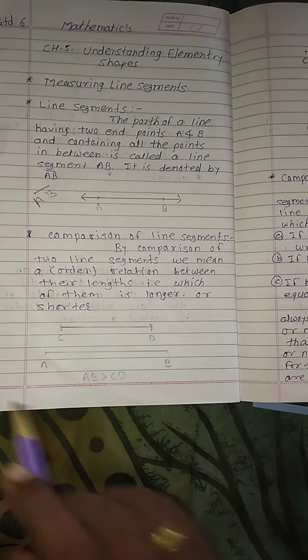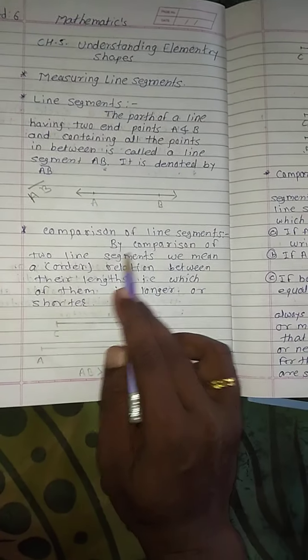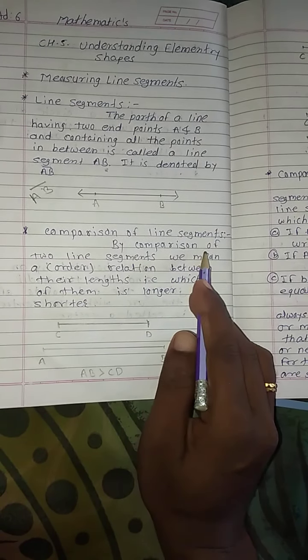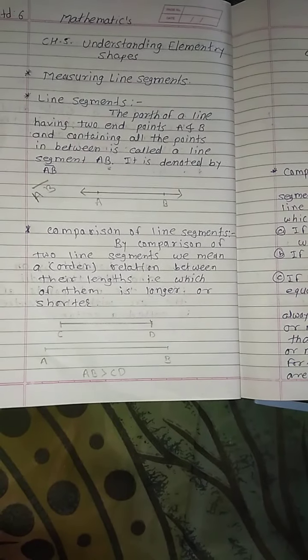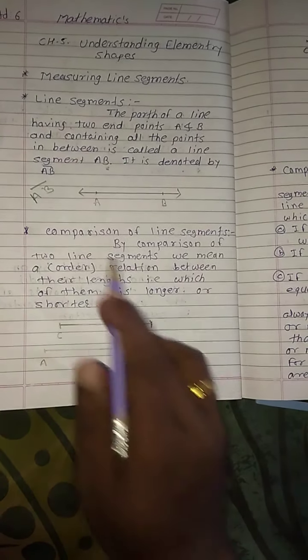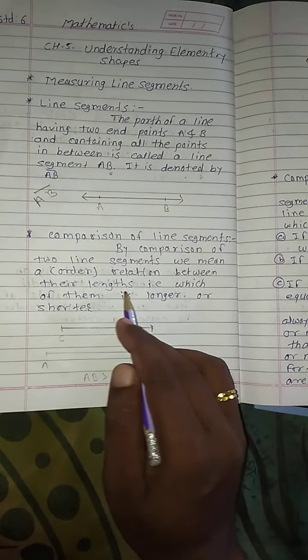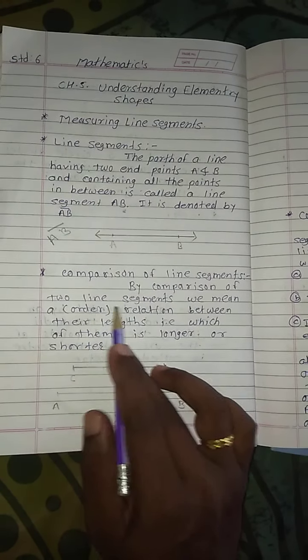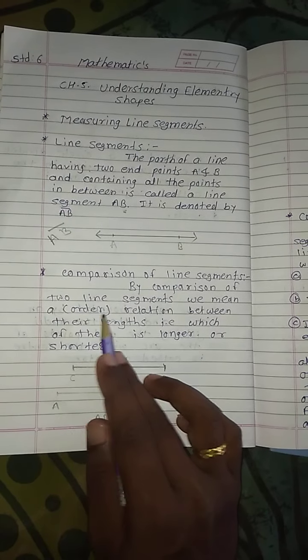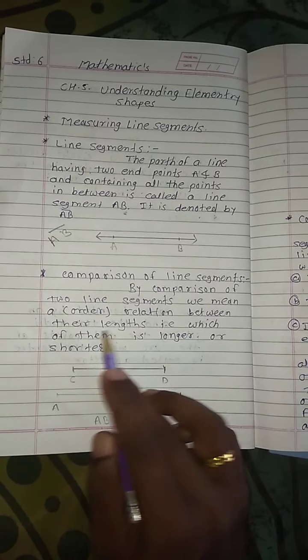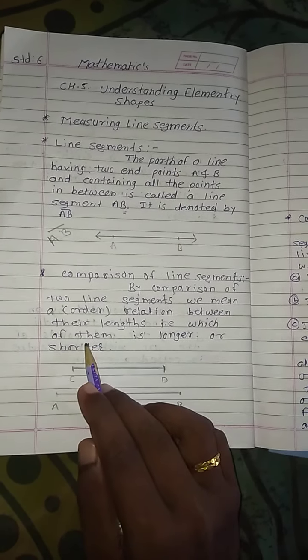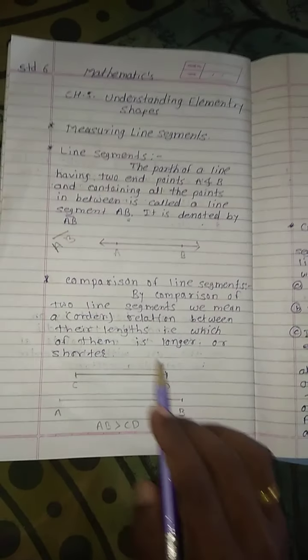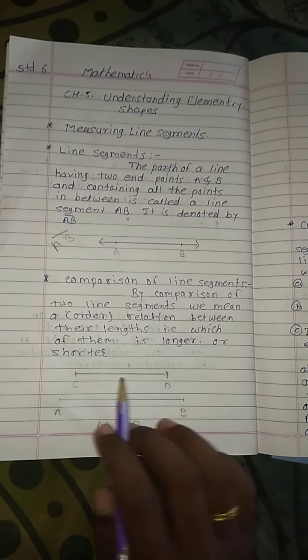Now we have to discuss the comparison of two line segments. By comparison of two line segments, we mean ordering a relation between their lengths, that is, which of them is longer or shorter. Means we have to find out which one is longer or shorter.